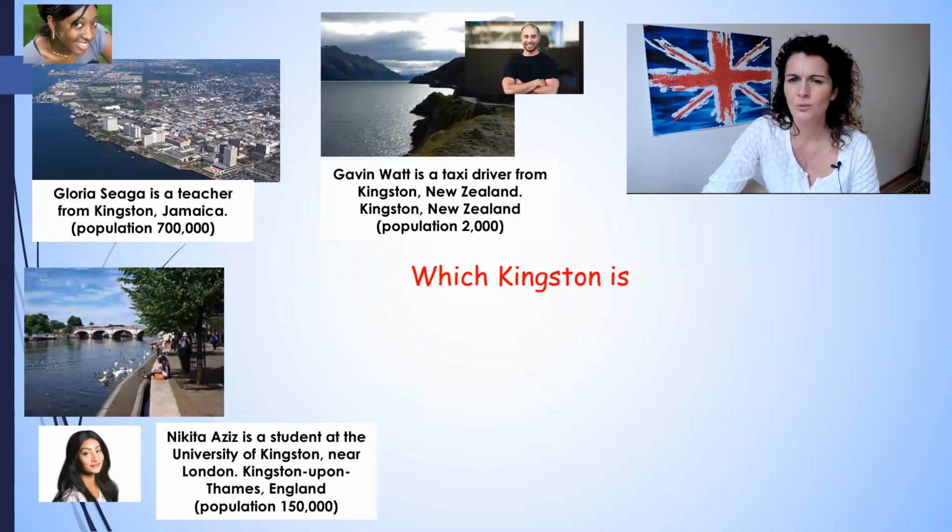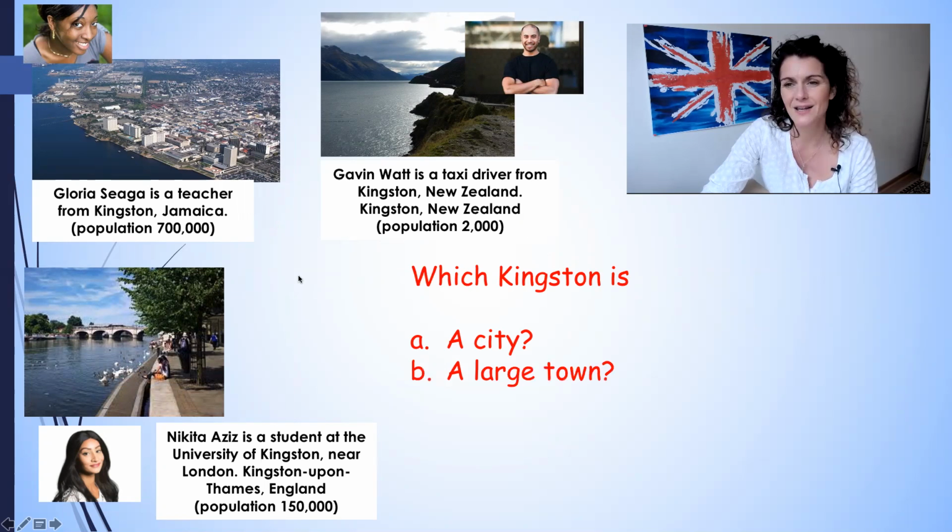Okay, so which Kingston is a city? Is it Kingston, Jamaica, Kingston upon Thames, England, or Kingston, New Zealand? That's right, it's Kingston, Jamaica, and we can see it has a population of 700,000.